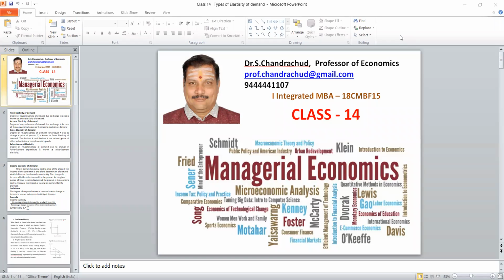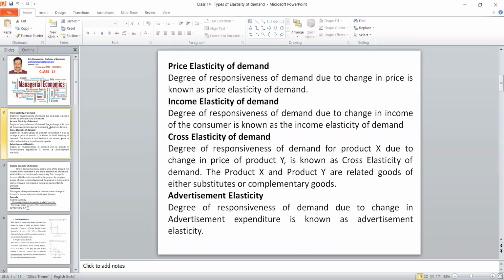Today, we are going to discuss the types of elasticity of demand. In the last class, we studied the definition and why it has been introduced, and the price elasticity we have completed. The rest of the three types of elasticity we have to study today. Our syllabus covers four types of elasticity of demand. One is the price elasticity of demand that we discussed in the last class. Then the second type is income elasticity of demand, third is cross, and fourth one is advertisement.